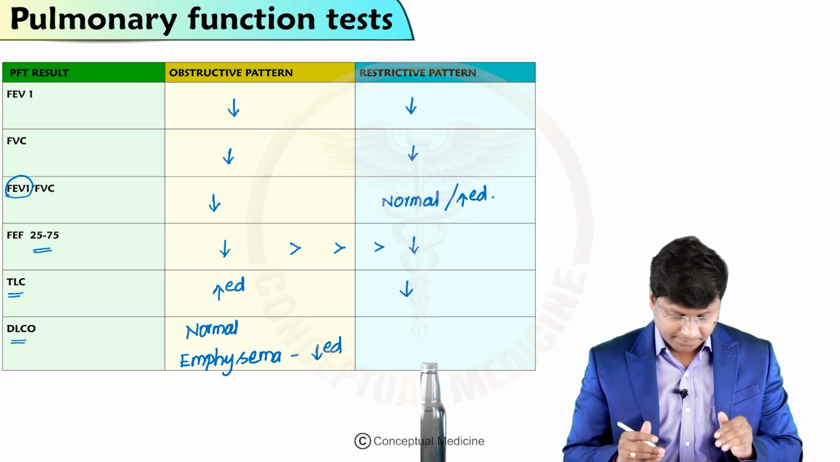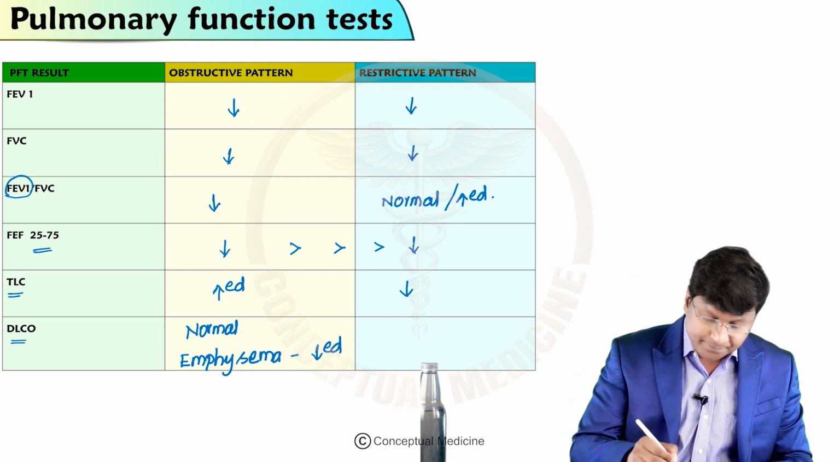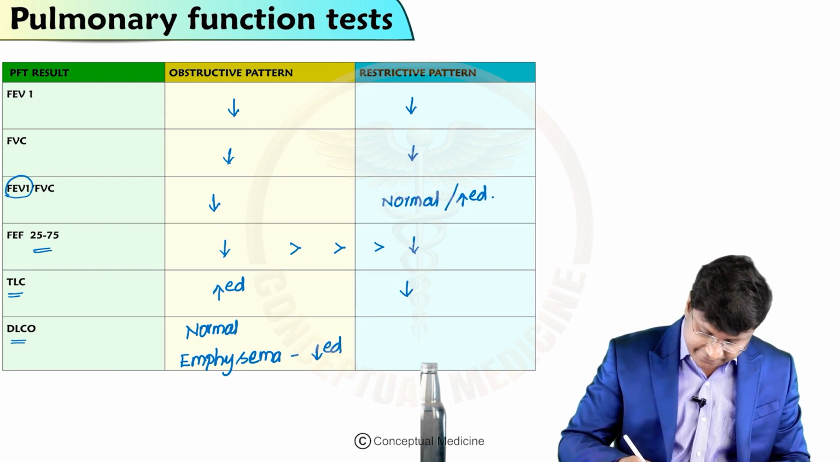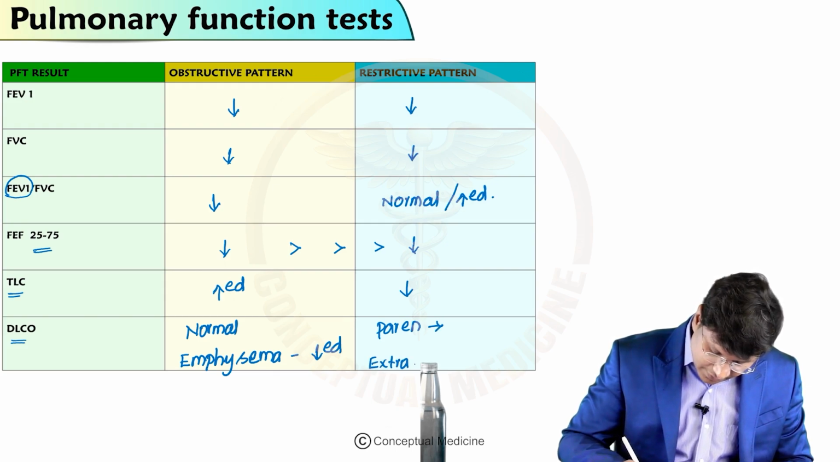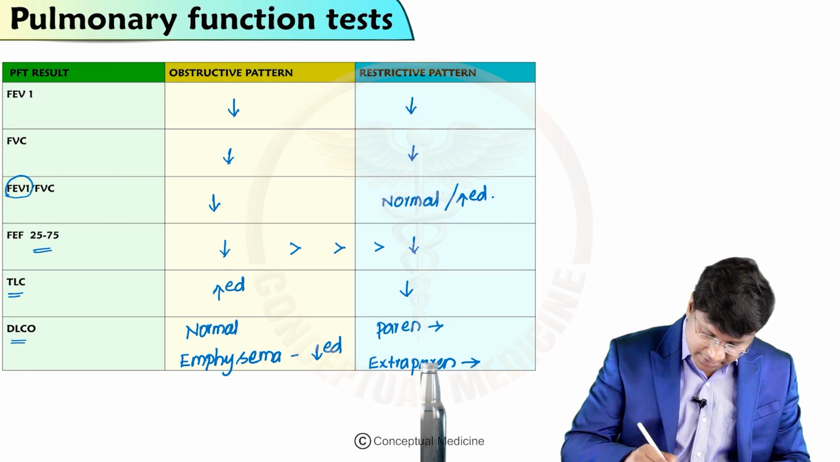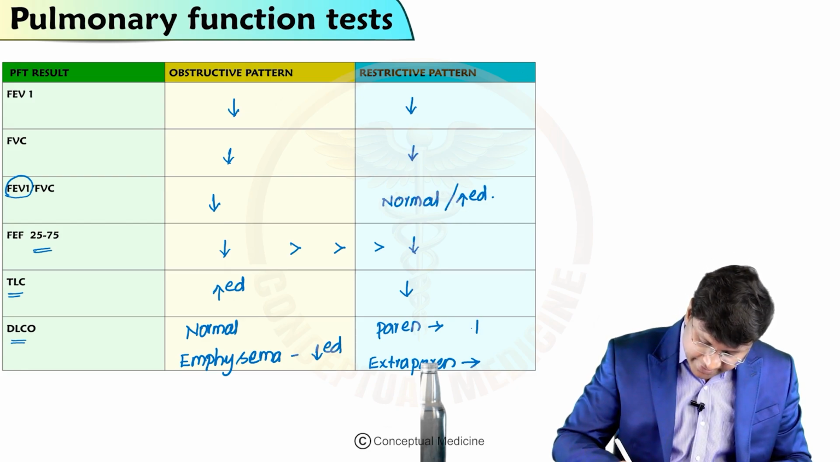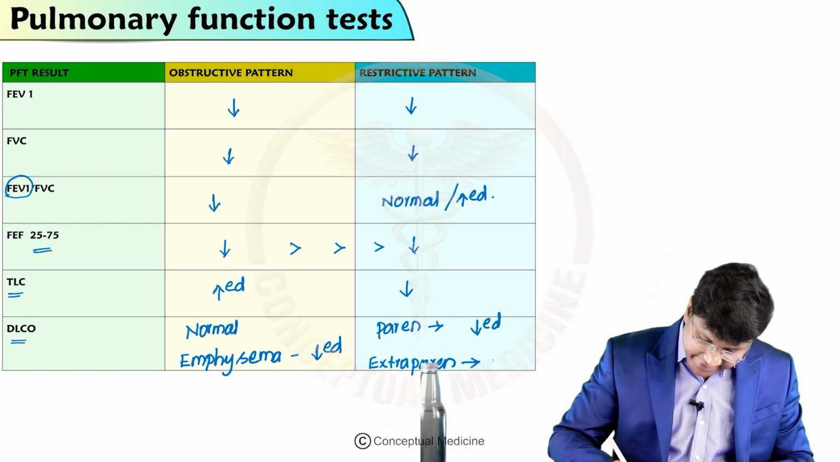Whereas in restrictive lung diseases, what will happen to your DLCO? See, in restrictive lung diseases, we have parenchymal types of restrictive lung diseases, and then we have extra-parenchymal causes for restrictive lung diseases. In parenchymal causes, the DLCO will be reduced, and in extra-parenchymal causes, the DLCO will be normal.